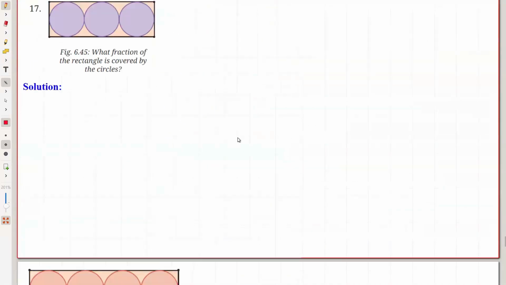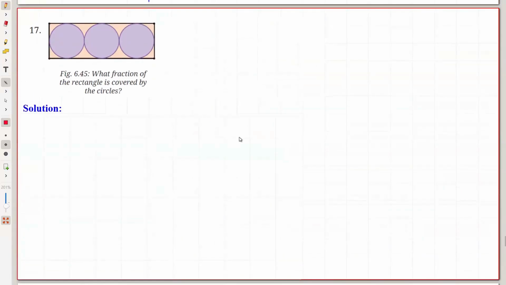Now, question number 17. They have given a rectangle. Inside the rectangle, we have 1, 2, 3 circles. What fraction of the rectangle is covered by the circles?